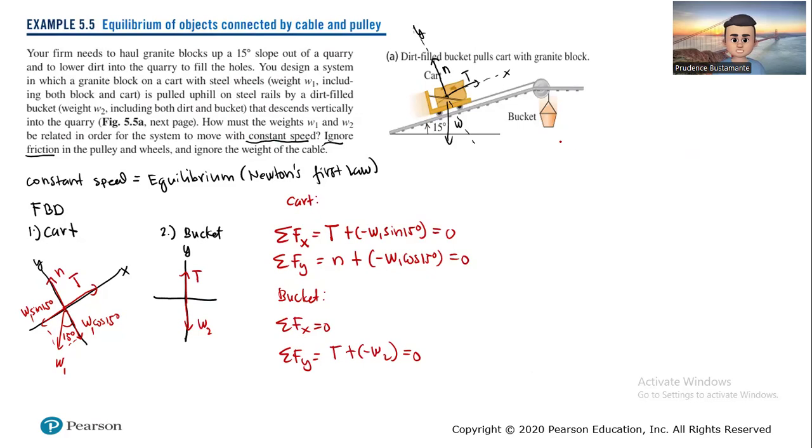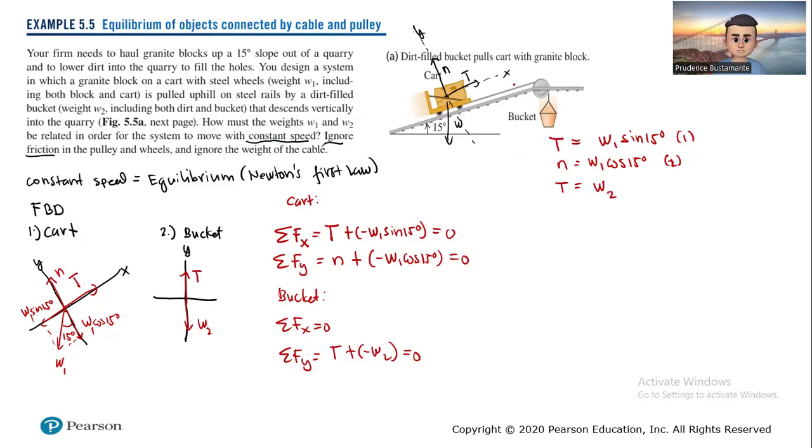Okay, you can get equations. The tension is equal to weight 1 sine 15 degrees. So that is our equation 1. We have our normal force is equal to weight 1 cosine of 15 degrees, so the negative is gone. That is equation 2. And we have the tension is equal to the weight 2.